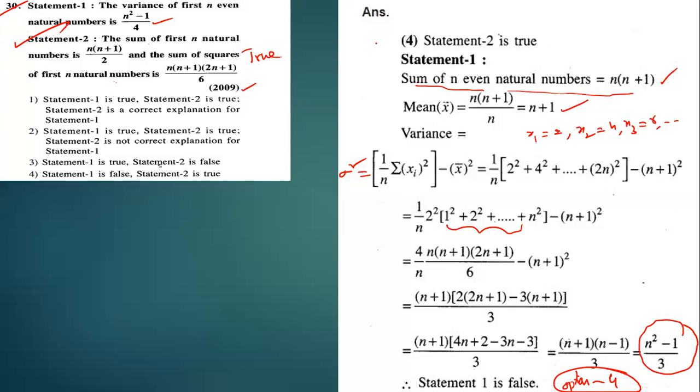So this is the formula, dear students. The variance of the first n even natural numbers is (n square minus 1) by 3.